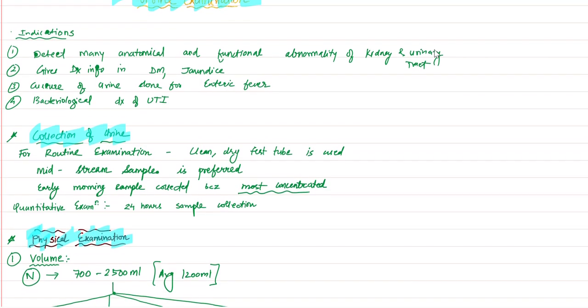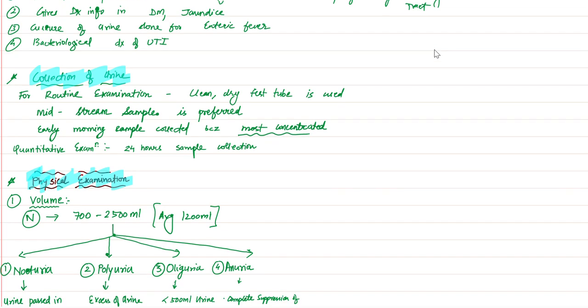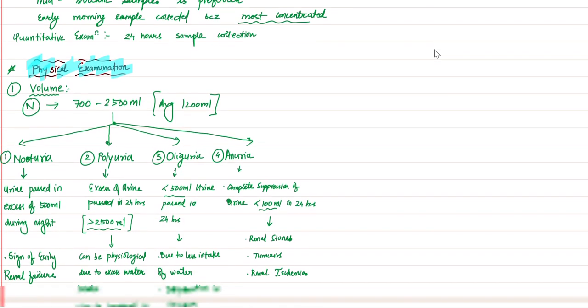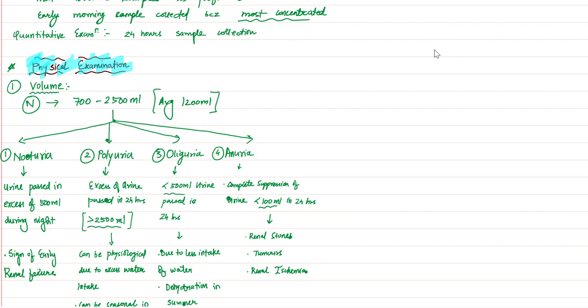So first, how is the urine collected? For the collection of urine for routine examination, we'll take a clean dry test tube and the midstream sample is preferred, and an early morning sample is collected because it is the most concentrated one. For the quantitative examination, 24-hour sample collection is done. First we will have the physical examination, then the chemical examination, and then the microscopic examination.